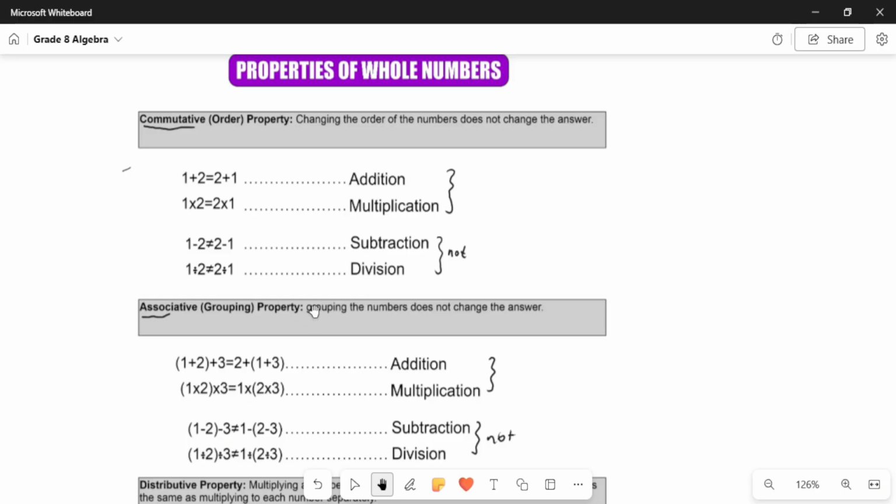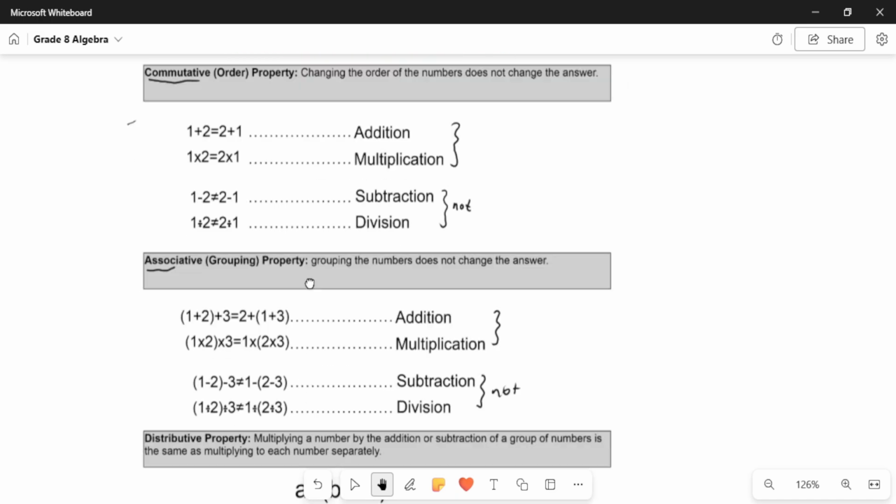So just keep these principles at the back of your mind. The thing that you should be more focused on is subtraction and division because we can change the meaning of an answer entirely just by changing the order or just by grouping it differently, right? So that's what you need to remember.